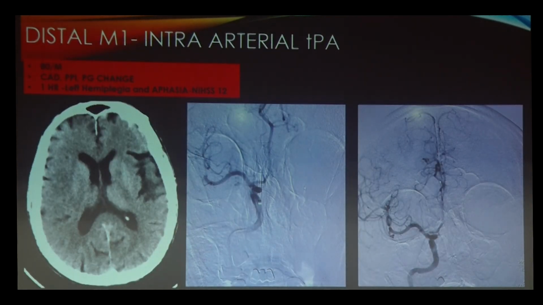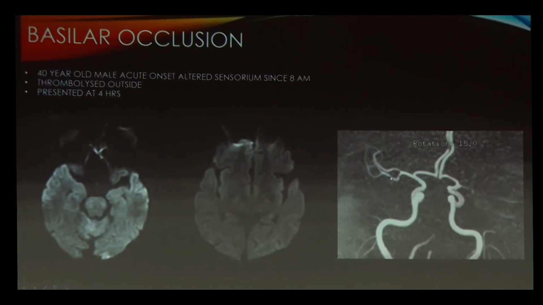Distal M1 intra-arterial alteplase is another case, because it's a distal embolus, difficult to access at this level. Intra-arterial alteplase will help in such cases, and there is a good reperfusion. And the patient has a clinical improvement in both aphasia and hemiparesis.